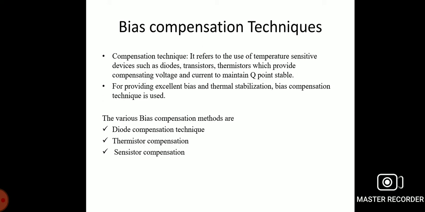Now, first of all, the compensation technique refers to the use of temperature sensitive devices such as a diode, transistor, thermistor, which provide the compensating voltage and current to maintain the Q point stable. For providing excellent bias and thermal stabilization, bias compensation technique is used. There are three different techniques: the diode compensation technique, the thermistor compensation technique, and finally the transistor compensation technique.